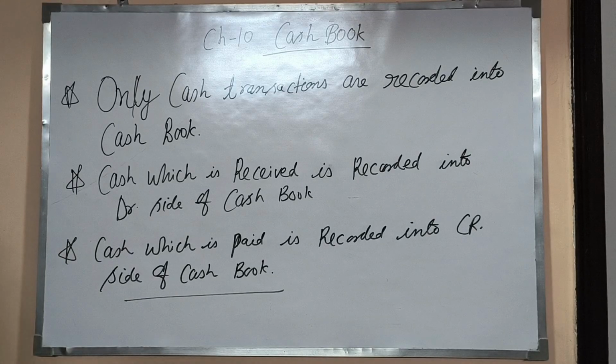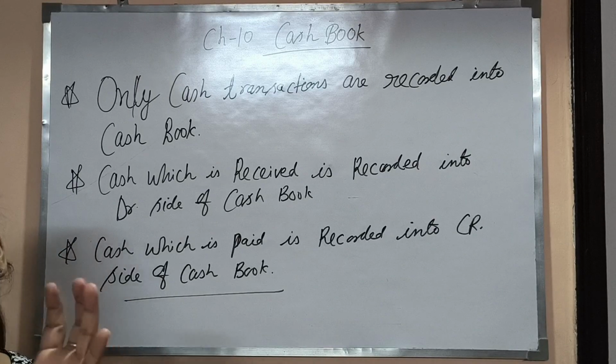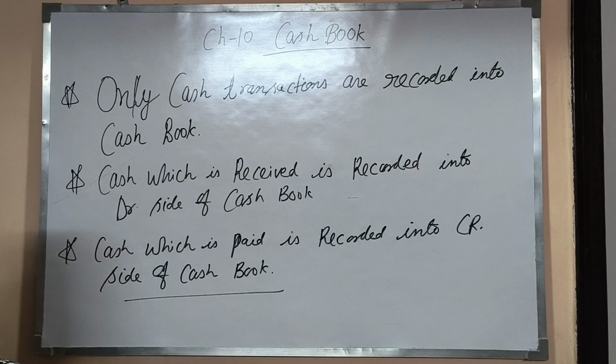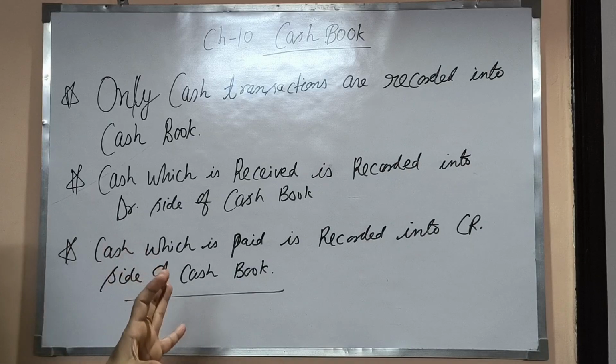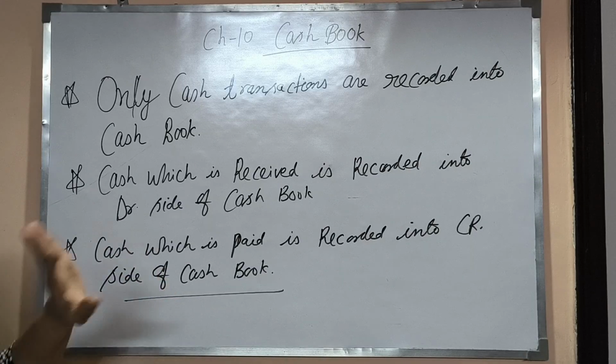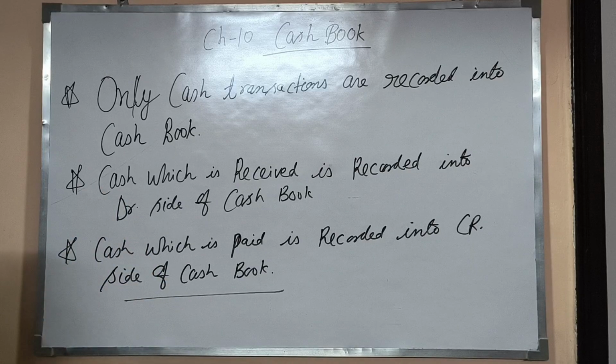In the cash book, we need not maintain separate journal entries. The transactions of the journal entries are put directly into the cash book. Whatever cash is received is recorded into the debit side of the cash book, and whatever cash we paid is recorded into the credit side of the cash book.